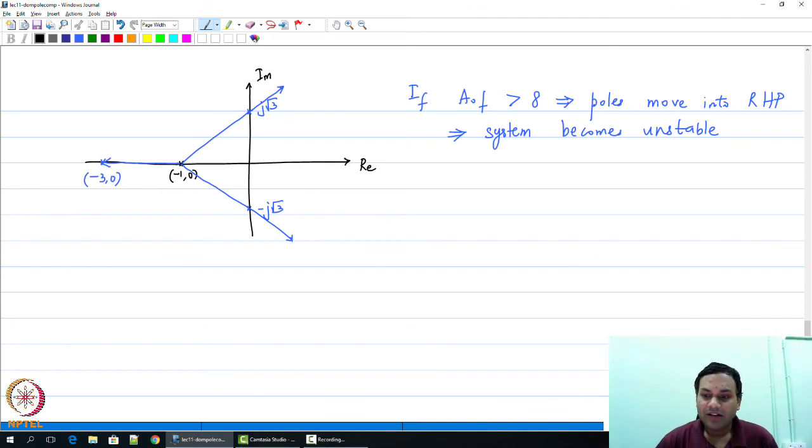So obviously we can see that the third order system is already unstable at A0F equal to 8. A fourth order system would be worse.